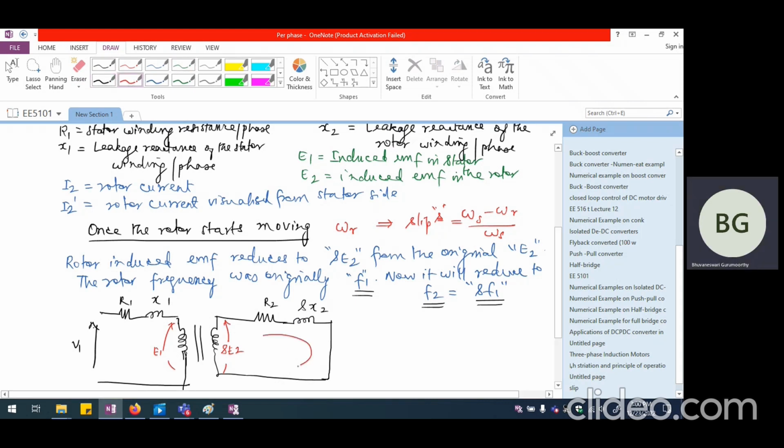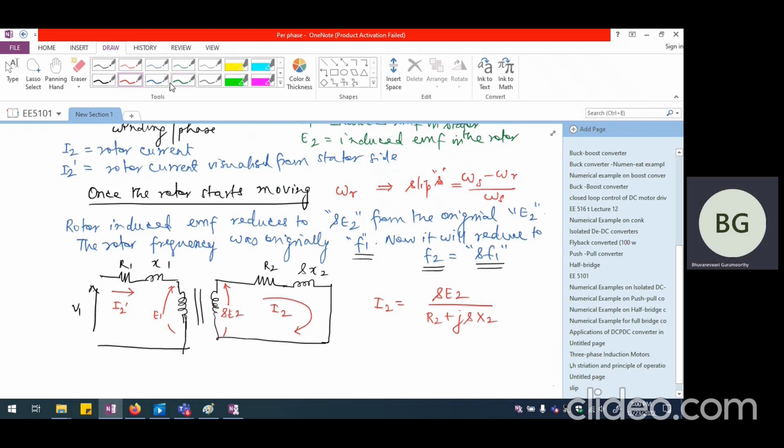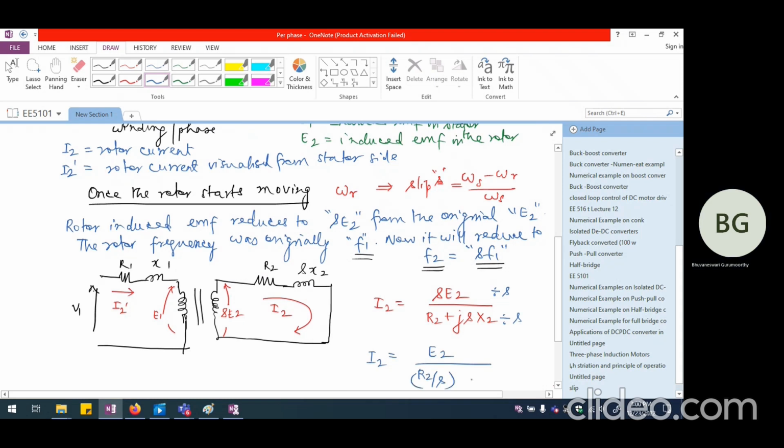Now what we get as the current here is still I2, and the current that is flowing here is I2 dash. So I can write I2 equal to S E2 divided by R2 plus jS X2. This is what is I2, the rotor current. So let me divide the numerator as well as the denominator by S. So I can write I2 equal to E2 divided by R2 by S plus jX2.